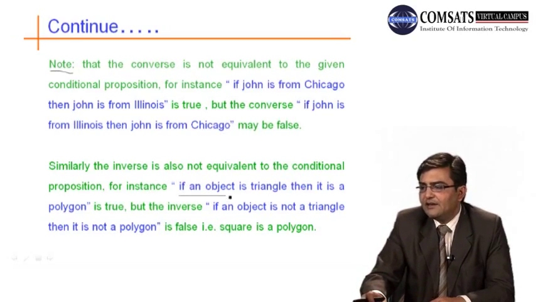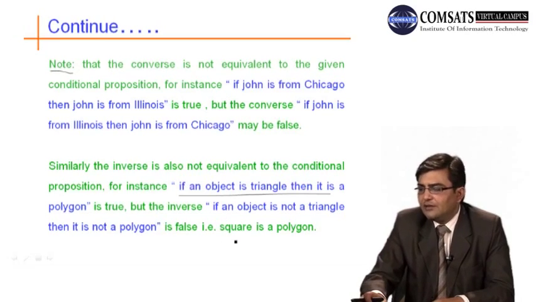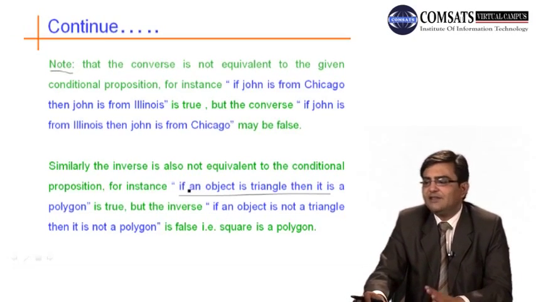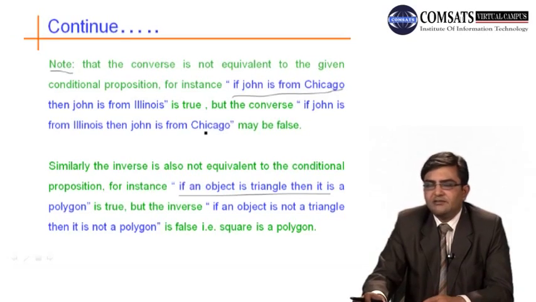Similarly, another example here: if an object is a triangle, then it is a polygon. It is not equivalent to: if an object is not a triangle, then it is not a polygon. It may be false, because it can be a polygon, since a square is also a polygon. So you can interpret these conditional statements yourself: the converse and inverse of the conditional statement are not logically equivalent to P implies Q.